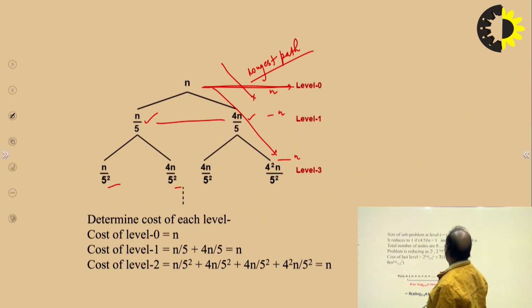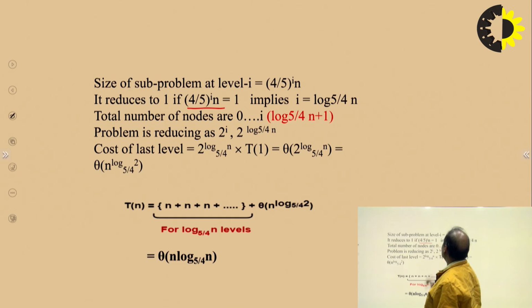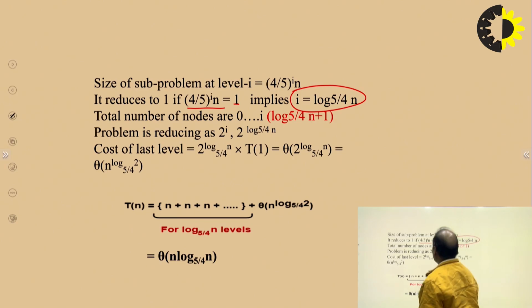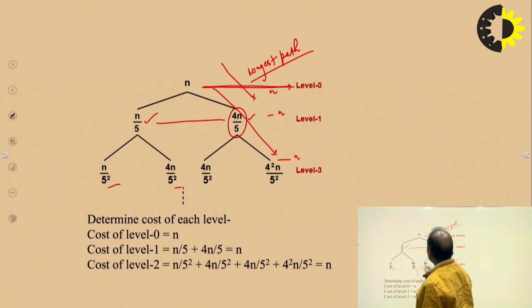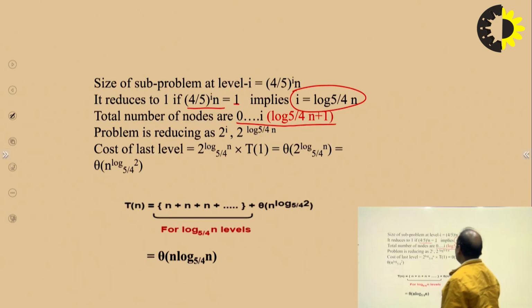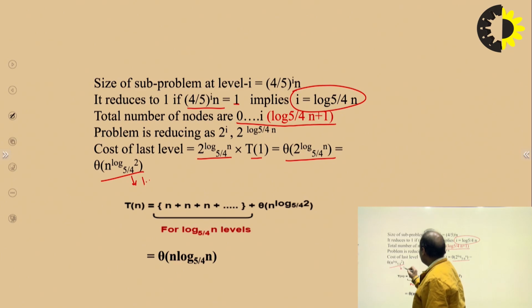So what is the longest path? (4/5)^i. This is the one which finishes last. By doing this, i will be log base 5/4 of n. This is the first point. So the total number of nodes, maximum, can be this. And we know that the problem is always dividing into 2^i. We are interested in the maximum. So this 2^i can be taken from here into T(1). So this is actually the leaf cost.